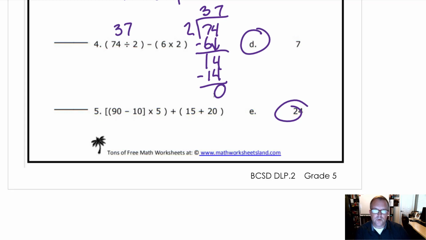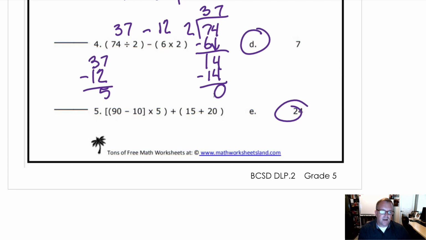For this part, 37. And now we have to subtract whatever 6 times 2 is. Well, we know what 6 times 2 is, right? It's 12. All right, so now we have to subtract 37 minus 12. Don't forget, pause the video if you don't want to know the answers, and then you can just find out if you got it right. I would do that anyway, right? Pause the video, try it, and then see if we agree.